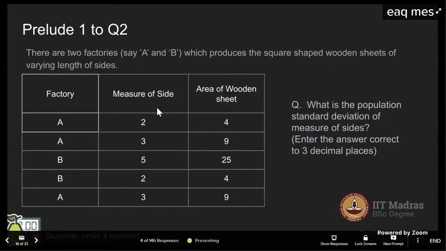Here you can see the data for measure of side, and calculating the population standard deviation for it is pretty easy for this data. So only such data will be in quizzes, not heavy data.